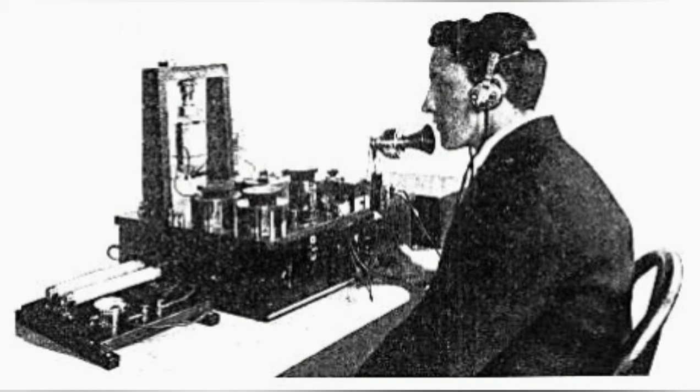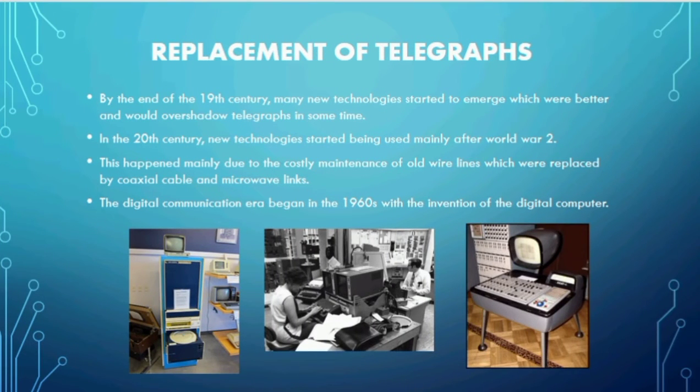Very much later, the development of the teletypewriter upgraded the entire prospect of a telegraph. It offered an automated way to receive and send messages. Sooner than later, wireless telegraphy, also known as radio telegraphy or radio, was developed, which played an important role in society. By the end of the 19th century, many new technologies started to emerge which were better and would overshadow telegraphs in some time. In the 20th century, new technologies started being used mainly after World War II.